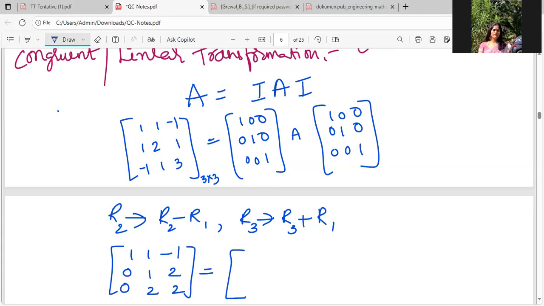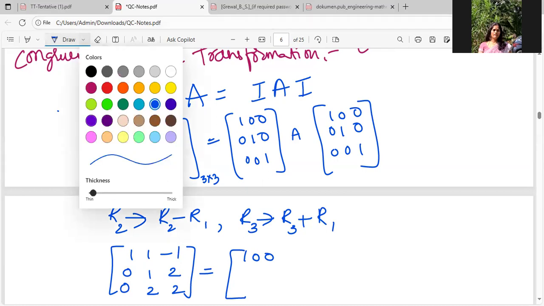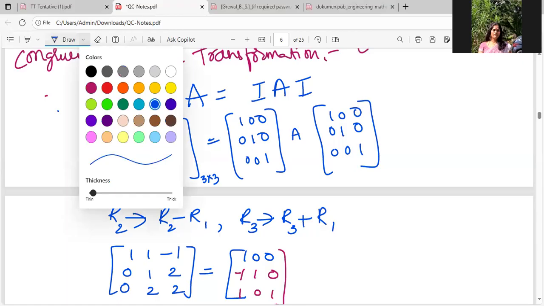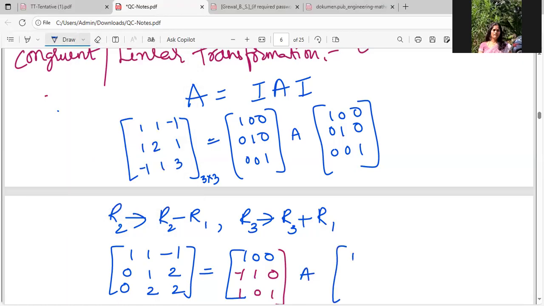RHS would be R2 minus R1. Now only the pre-multiplied will vary. So whatever has varied, let me write with a different color so that you will be able to identify. R2 minus R1 would be minus 1, 1 and 0. R3 plus R1 would be 1, 0 and 1. These have changed. Nothing else will change. Remaining all will be 1, 0, 0; 0, 1, 0 and 0, 0, 1. I hope I am clear.